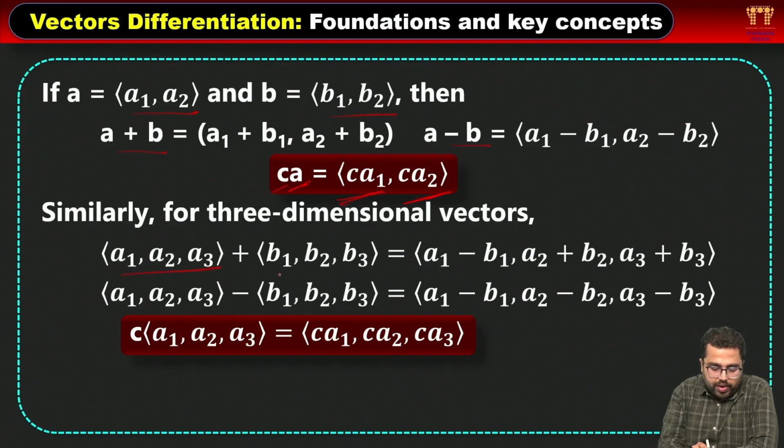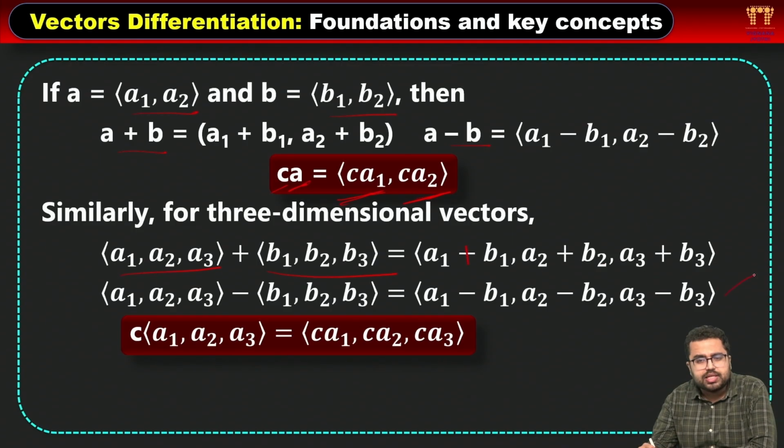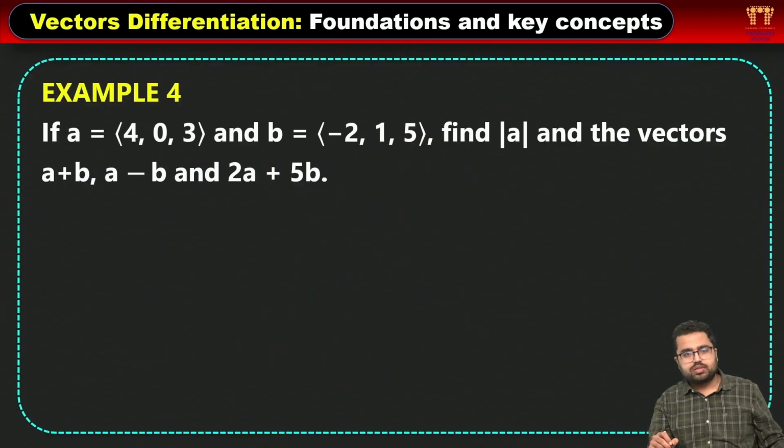If you want to add two vectors, a1, a2, a3 plus b1, b2, b3, here it is not minus, this is plus. This is a1 plus b1 comma a2 plus b2 comma a3 plus b3. Okay, this also you can get easily, how you can subtract and how you can multiply a scalar multiple to a vector. So we'll see next.